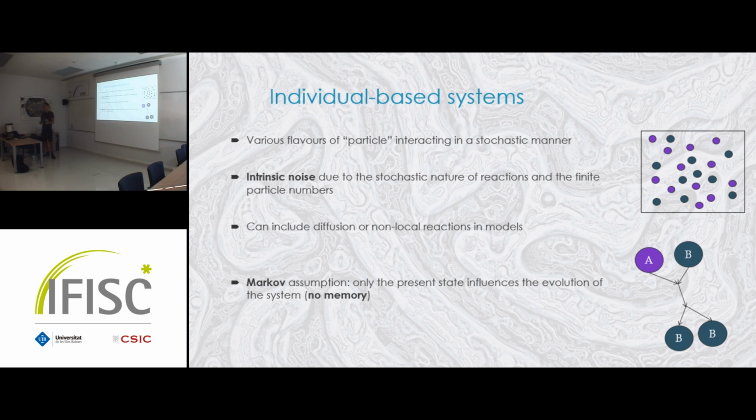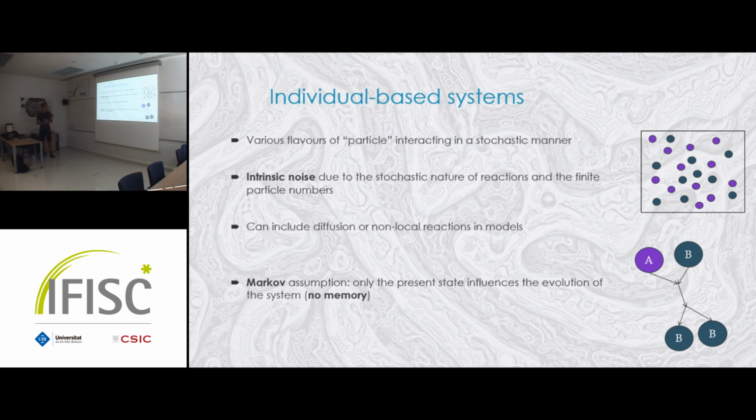Okay, so to start with, let's talk about what exactly I mean by an individual-based system, because I'm sure a lot of you will have different ideas of what this might mean. So basically, imagine a box of particles, and these particles interact in a stochastic manner, and they all have different types of flavour, let's say. And the result of an interaction, for example, might be an A-type particle meeting a B-type particle, and the A-type particle, as a result, being converted into a B.